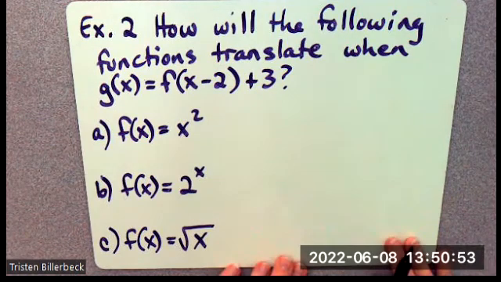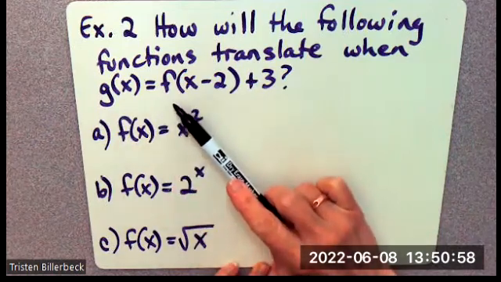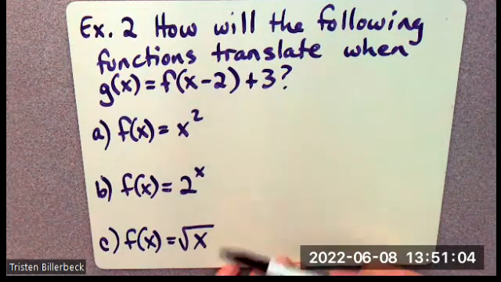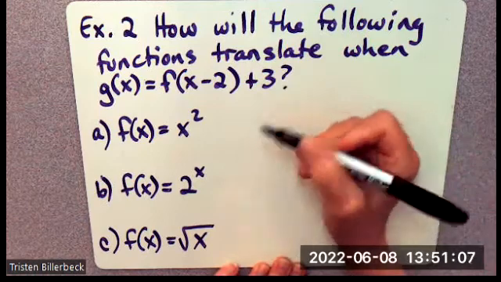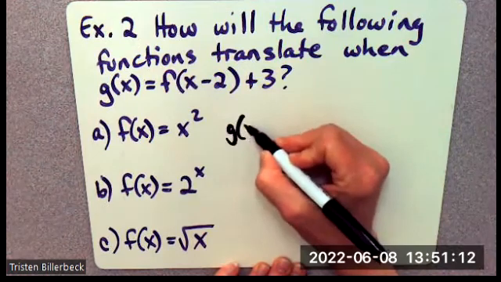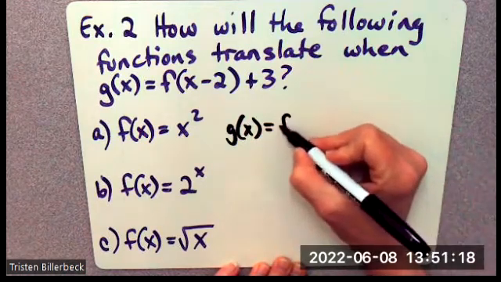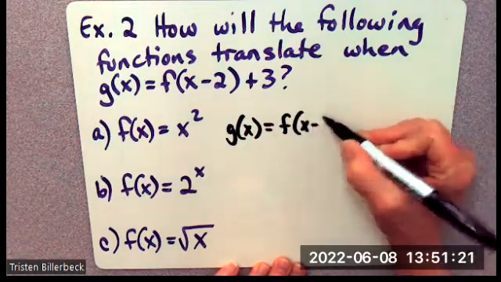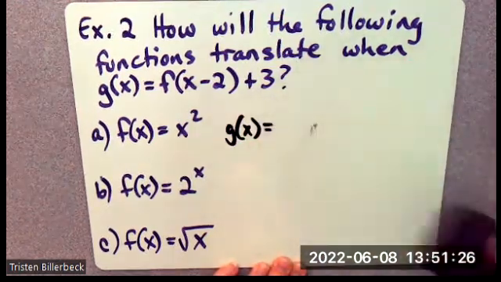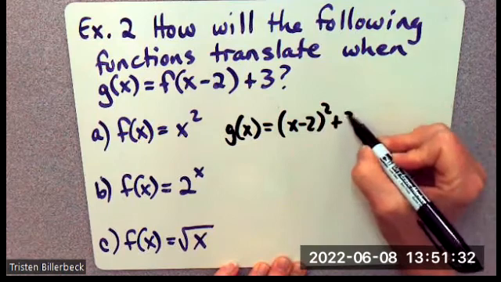All right, so how will the following functions translate when g of x equals f of x minus 2 plus 3? So these are all the parent functions. So what we're talking about is if we're going to translate that, g of x is then going to be f of x minus, oops, this is going to be x squared, sorry, g of x is going to be x minus 2 squared plus 3.